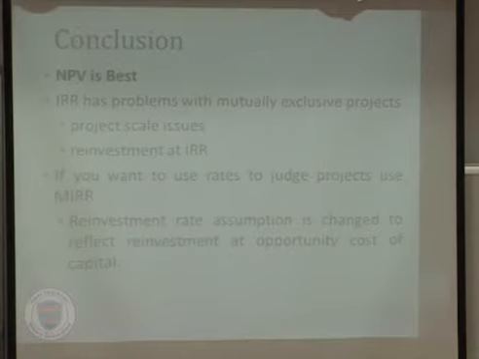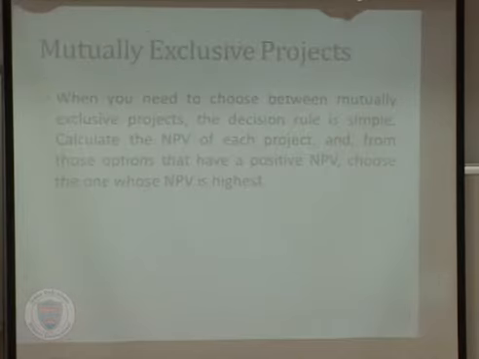IRR may have problems with scaling and with mutually exclusive projects. It has problems with lending and borrowing. It has a problem with changing cash flow signs more than once. So these are all the problems we see. The other one was that IRR assumes all the cash flows are reinvested at the IRR, which is not very realistic. So you can use MIRR, modified internal rate of return, which assumes reinvestment at the opportunity cost of capital, which is good, but what was the problem with MIRR? It still has problems with mutually exclusive projects. Okay, so start with the NPV first.